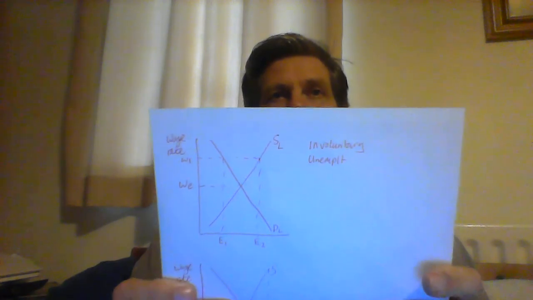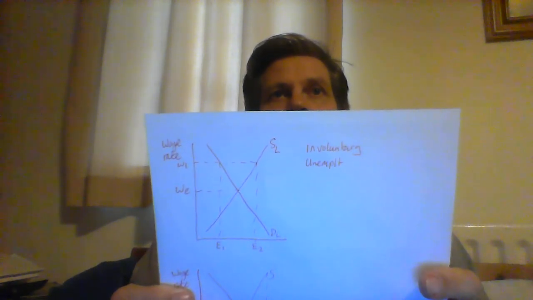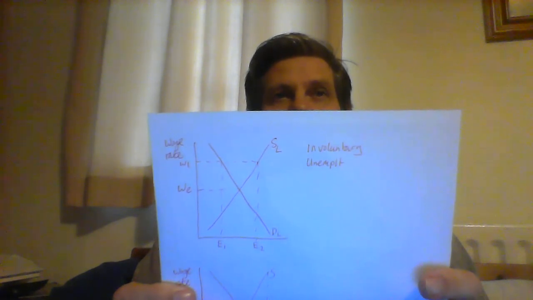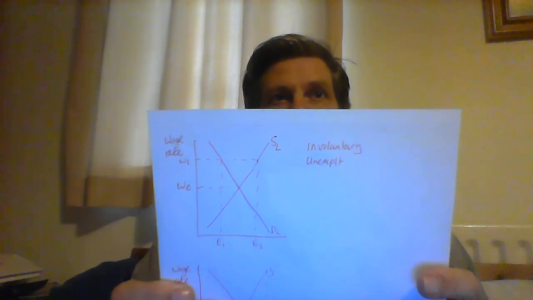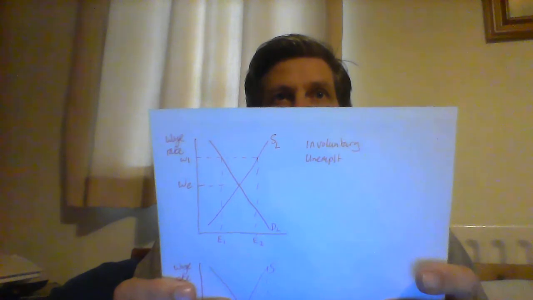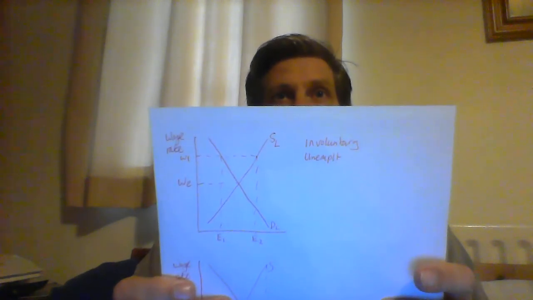So if you think about that, if you want to get rid of involuntary unemployment, you need to get rid of the labour market imperfections that are preventing the labour market from clearing. So a classical school view on reducing unemployment, well, the first thing you've got to do is remove any labour market imperfections, get rid of minimum wages.